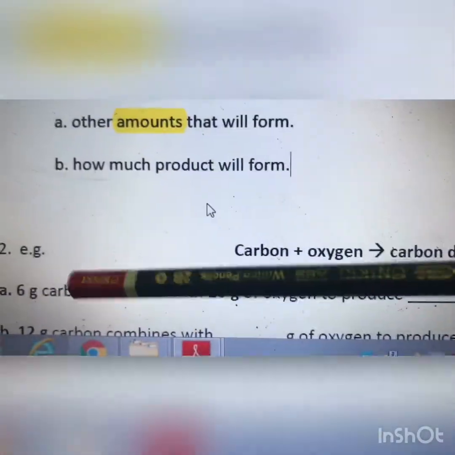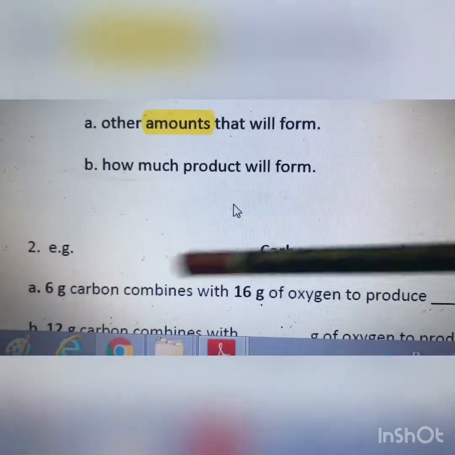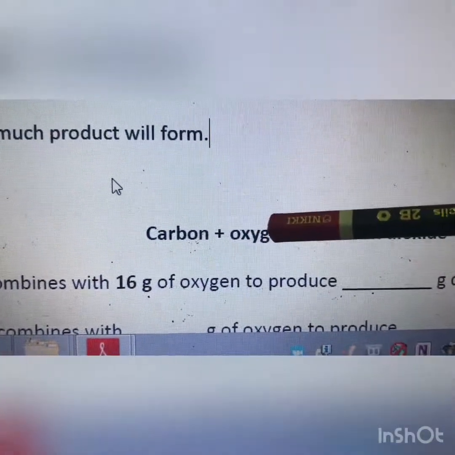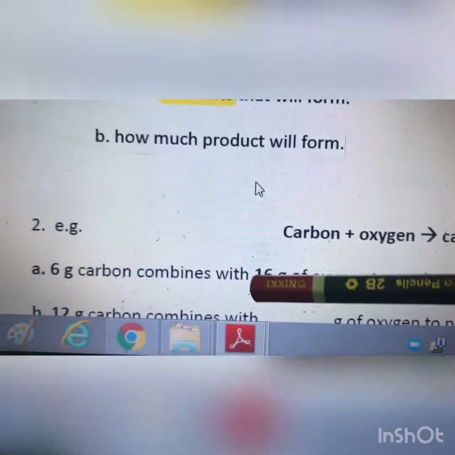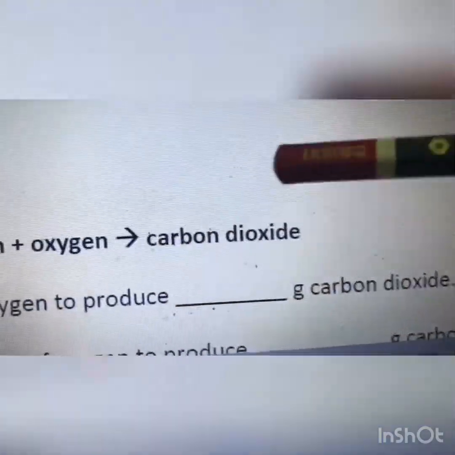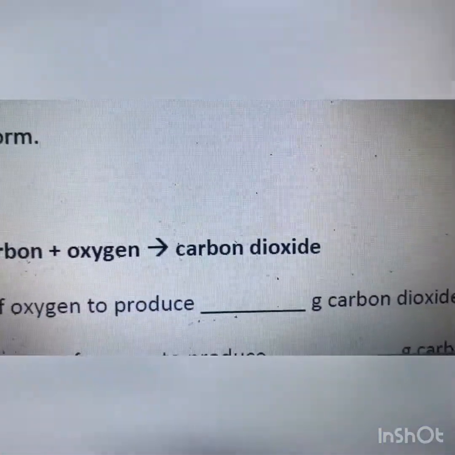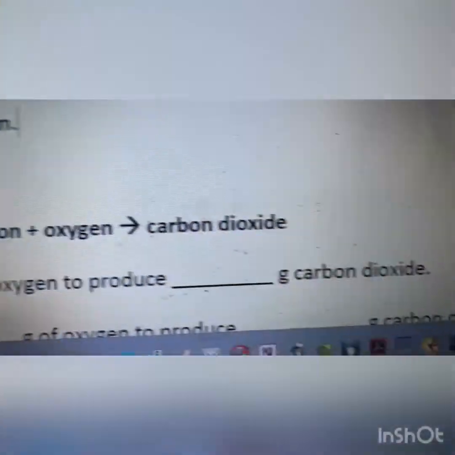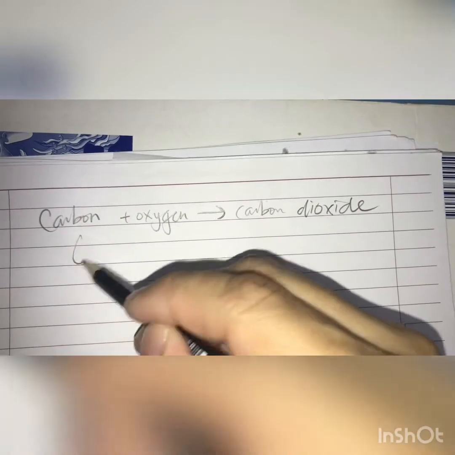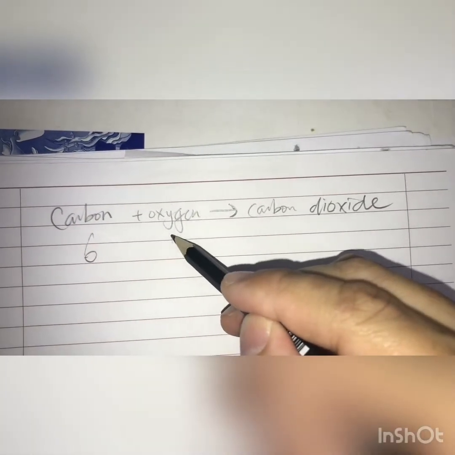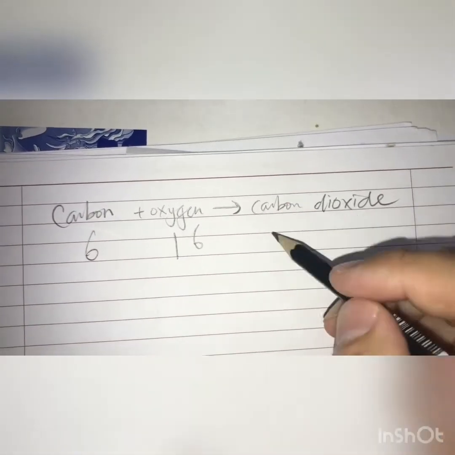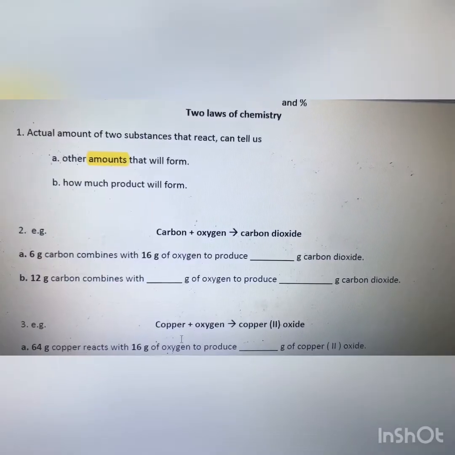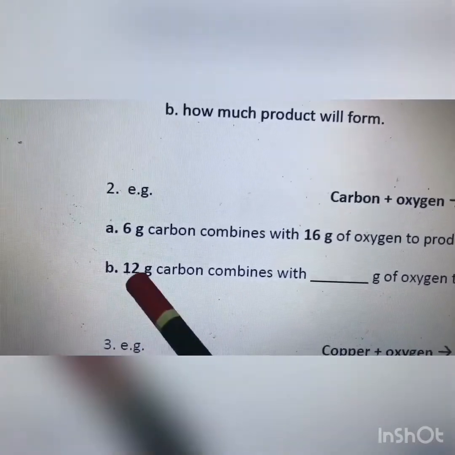For example, there are 6 grams of carbon and 16 grams of oxygen. By simple calculation, we can know how many grams of carbon dioxide are produced. So the answer is 6 plus 16. It is easy, 6 plus 16 is 22 grams.